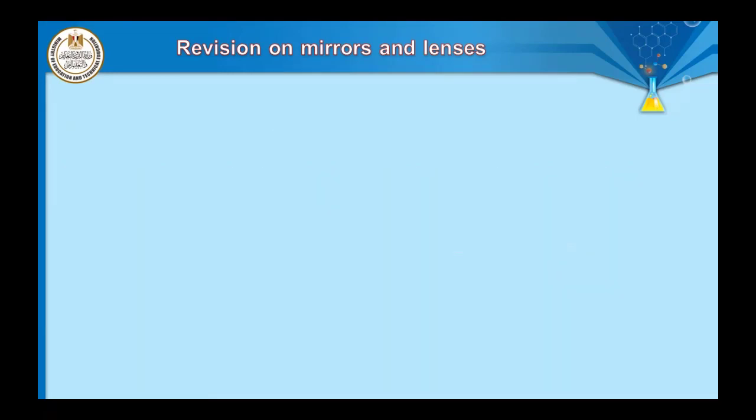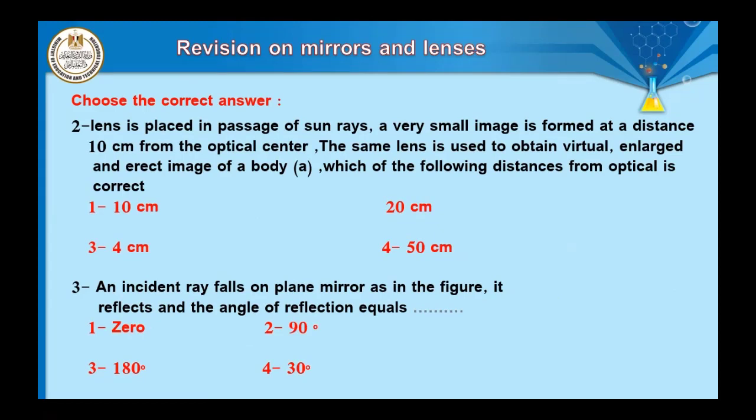Question number two. A lens is placed in the passage of sun rays. This means that we will form an image of the sun. A very small image is formed. As the sun is very far from us, the image will be formed as one point on the focus. This point is at a distance equal to 10 centimeters. So the focal length of this lens equals 10 centimeters.